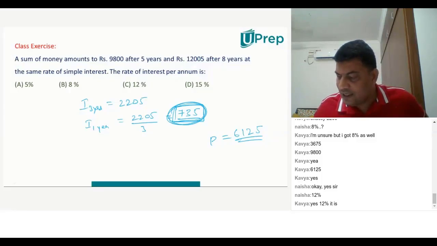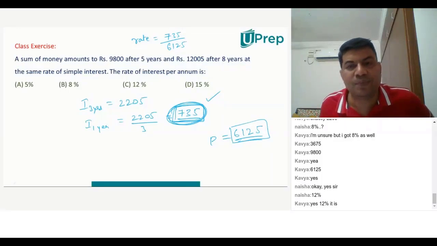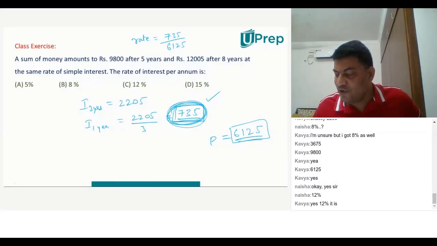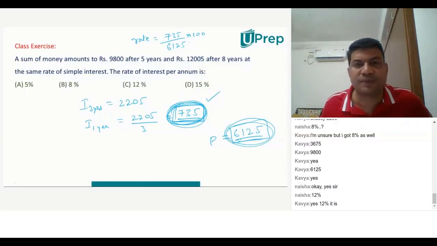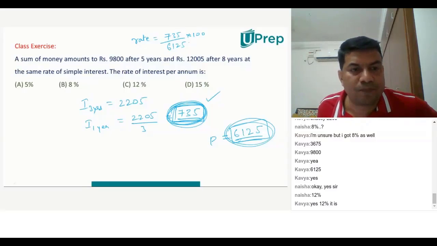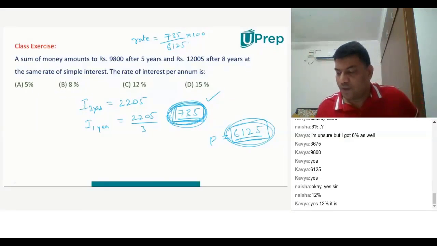So if this is the interest that you're earning and this is the principal, how do you calculate rate of interest? Interest is 735 rupees. You're earning 735 rupees for every 6125. That's how you calculate rate of interest, right? Yes, sir. What is the percentage? It is 735 upon 6125 into 100, right? That's how you get the percentage. So that rate would eventually come out to be 0.12 times 100, which is 12%.